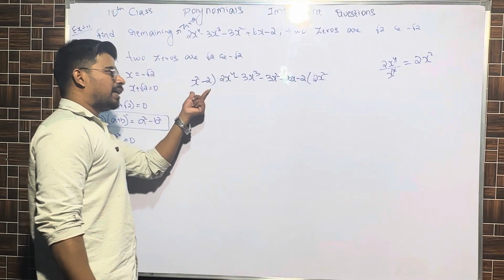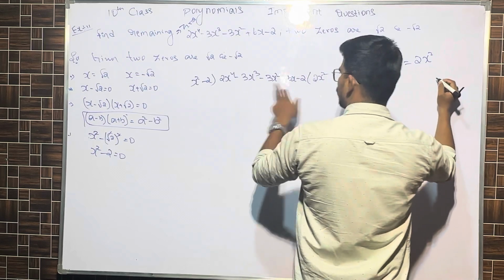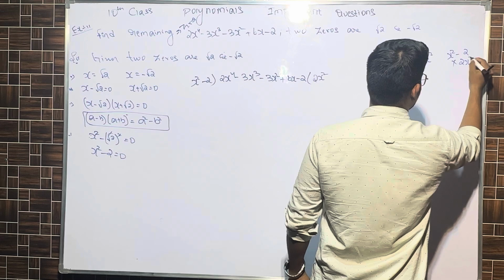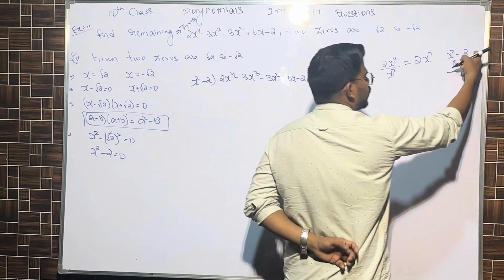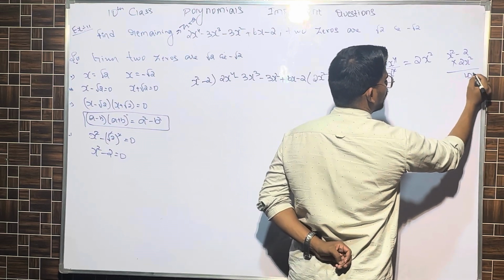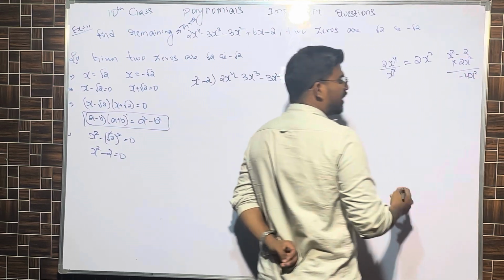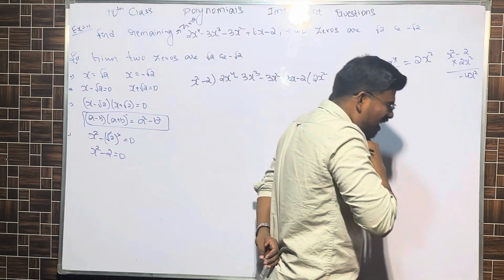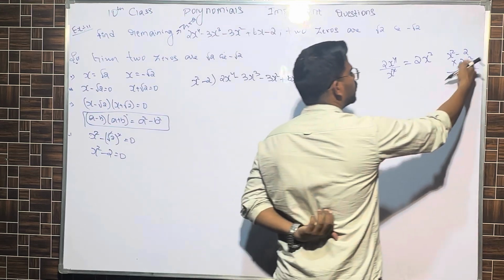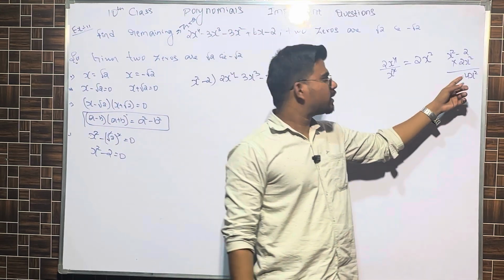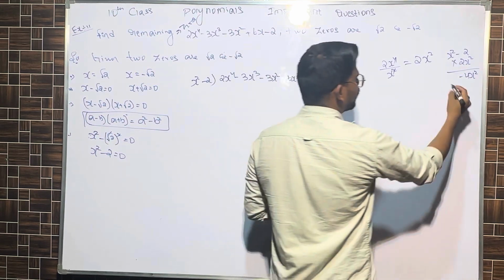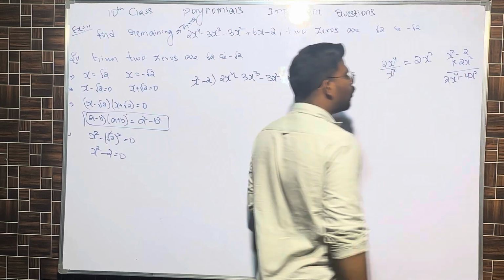What else after this? Multiply the divisor with 2x square. So it is x square minus 2 into 2x square. 2 2's are 4, so minus 4x square. 2x square into x square is 2x power 4.